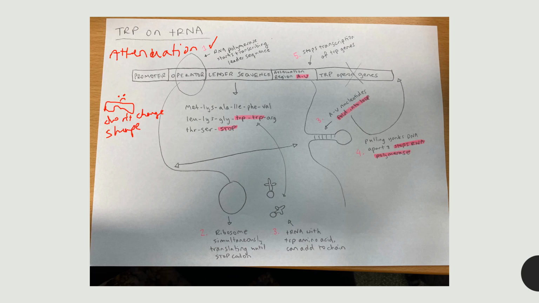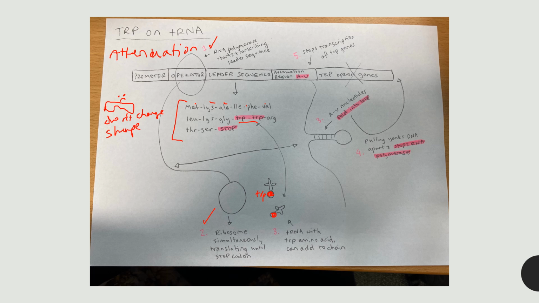So RNA polymerase starts to transcribe the leader sequence. As we said, prokaryotes can do transcription and translation simultaneously. So we have the ribosome simultaneously translating, as we know it does. Because tRNA has tryptophan attached to it, so you can see we've got little tryptophan amino acids attached to these tRNA molecules, they can be added to the chain. So here I've actually written out the amino acid sequence that comes about from this leader sequence. So we've got all these amino acids, and then we've got our 2 tryptophan amino acids. Because we have tryptophan on our tRNA, we can add them.